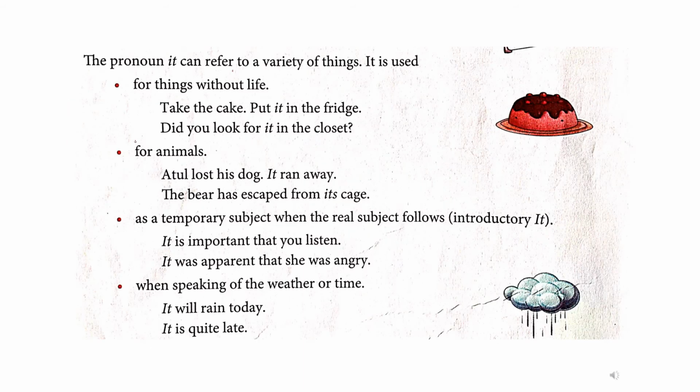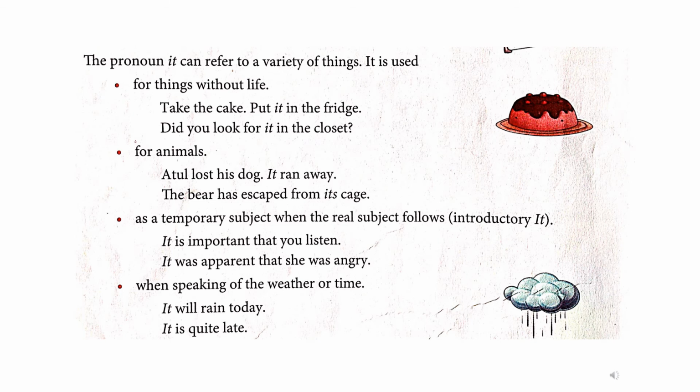The pronoun it can be referred to a variety of things. It is used for things without life. We can use it for the non-living things. Examples: Take the cake, put it in the fridge. Did you look for it in the closet? Secondly, we can use it for animals. Atul lost his dog, it ran away. The bear has escaped from its cage.